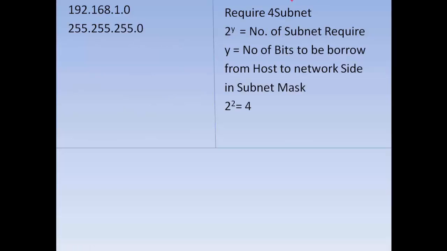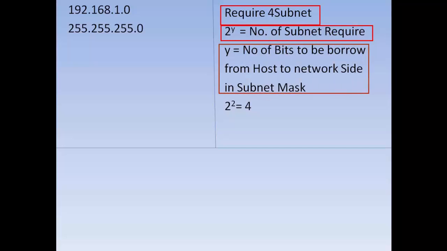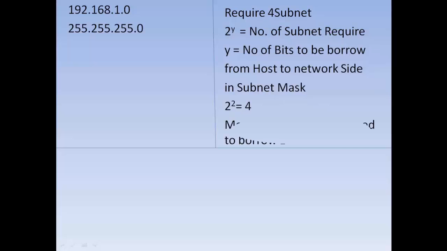So again here the requirement is 4 subnets. Same formula I have to use, nothing different: 2 raised to power y equals the number of subnets required. What is y? The number of bits to be borrowed from the host to the network side. So what value should I place here so that I get 4? 2 raised to power 2, which means 2 multiplied by 2, is equal to 4. It means I need to borrow 2 bits in this case.